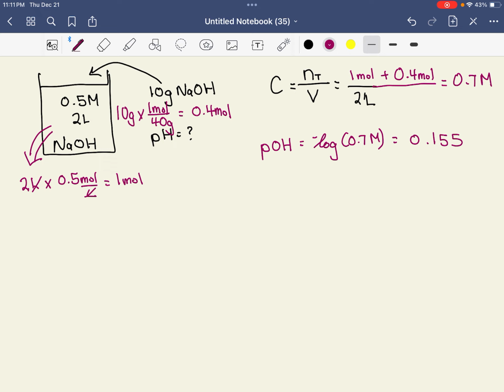0.155. So the pH is going to be 14 minus 0.155. That will give me 13.85. That is the final pH after adding 10 grams of NaOH. I'm sure before you add this in, this number was supposed to be lower. Now it's becoming more basic.